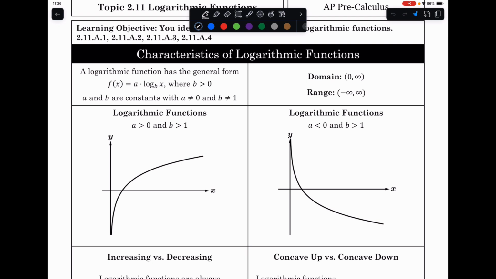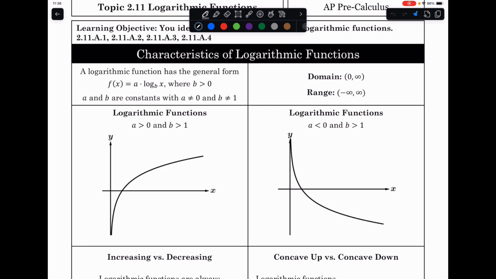Now, first of all, a log function, like you recall from the previous lesson, is the inverse of an exponential equation. So the log function is going to look, again, similar to an exponential, but it's going to simply be reflected across the line y equals x.